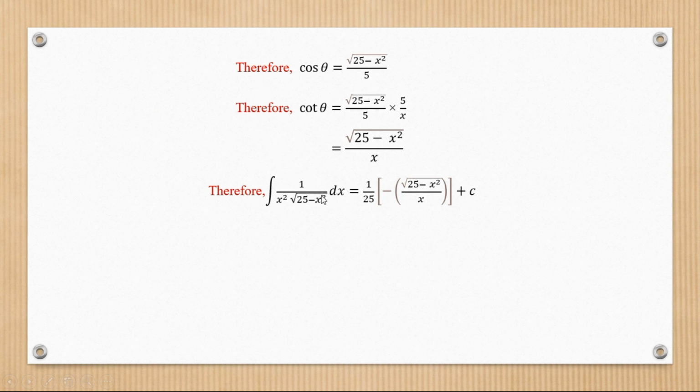Therefore the integral of 1 over x squared root of 25 minus x squared dx shall be equal to 1 over 25 into negative root of 25 minus x squared over x plus c. And therefore we can pull this negative out, and this is going to be our final answer. And that's what they wanted.